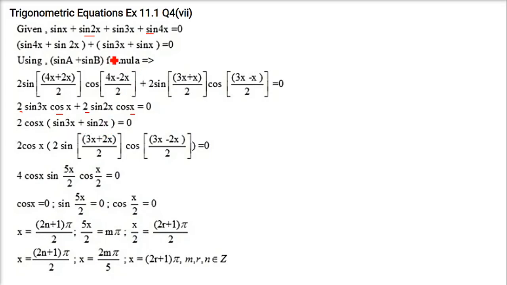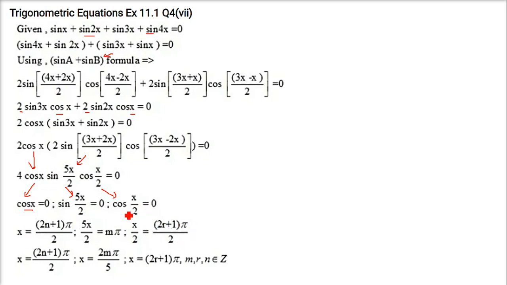Now again apply this sine a plus sine b formula. So this will be 2 sine of this term, cos of this term. Now here 2 cos x, this you get sine 5x by 2, and here you get cos x by 2. So either this cos x is equal to 0 or sine 5x by 2 equal to 0 or cos x by 2 is equal to 0. From here you get x will be equal to 2n plus 1 pi by 2, and from here sine 5x by 2 equal to 0, that means 5x by 2 equal to m pi, and here x by 2 equal to 2r plus 1 pi by 2.